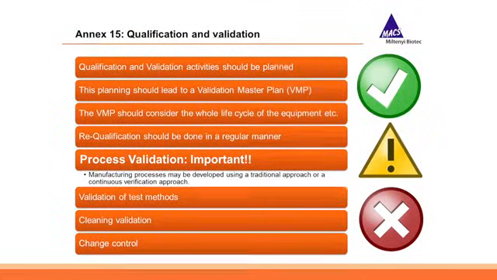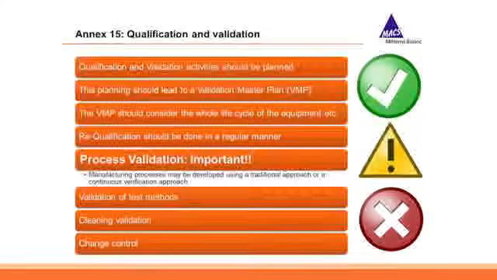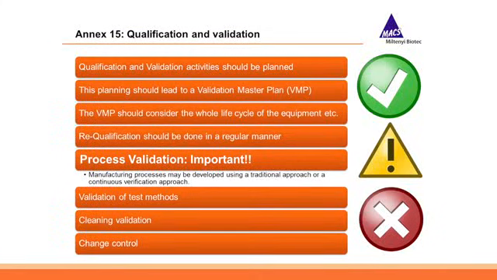And basically, qualification and validation activities should be planned. This planning should, in the end, lead to a so-called validation master plan. And this validation master plan should consider the whole life cycle of the equipment, but not only the equipment, also of the whole production process. Upon this, requalification of the production equipment should also be done in a regular manner. And one of the main steps is process validation. Maybe you have heard of the 3 production runs which should be done as validation runs before the production process is finally accepted as being GMP.